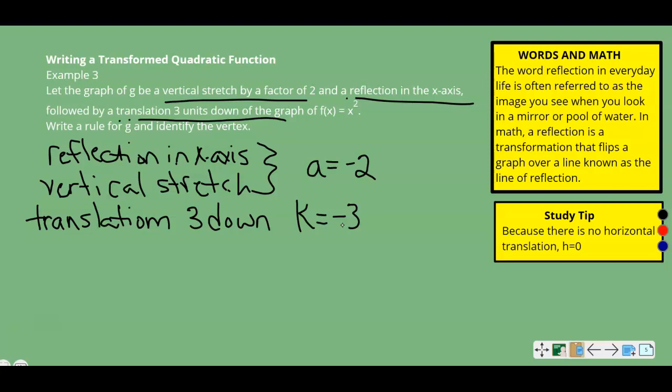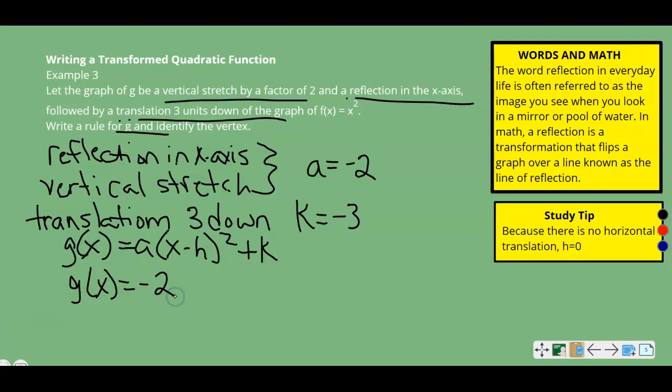So we're going to do a transformation from f of x equals x squared. So it says write a rule for g and identify the vertex. All right, so what is g of x going to be? It's going to look like a times x minus h squared plus k. All right, so we identified a as negative 2. So we're going to say g of x equals negative 2. And we do not have an h. There's no h, so we can say that is 0. And k is negative 3.